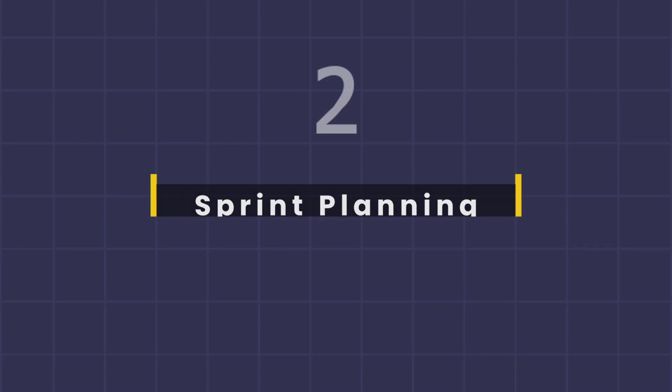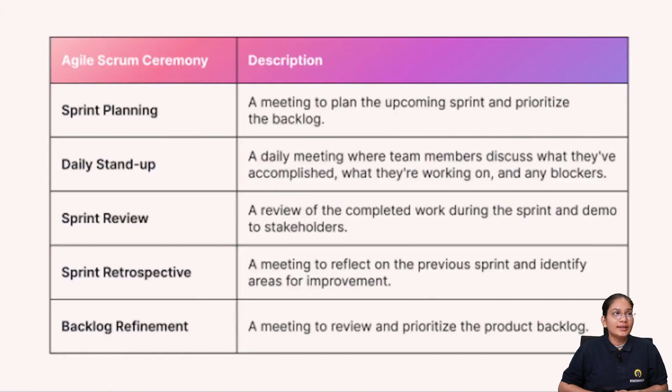Next is sprint planning. So as you can see, sprint planning is a meeting to plan the upcoming sprint and prioritize the backlog. This is where the team comes together at the start of each sprint and decides what they will work on. During sprint planning, the team selects user stories from the backlog, estimates the work involved, and sets goals for the sprint.